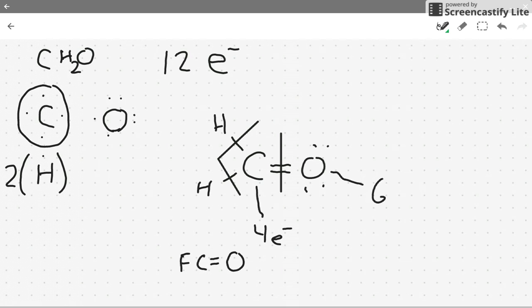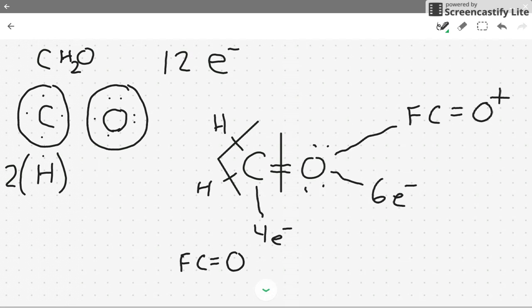Oxygen's got 6 electrons in this bonded form. That is equivalent to the 6 electrons from the atomic oxygen, and so similarly for oxygen, we'd say that the formal charge is 0. Hydrogen also has a 0 formal charge.